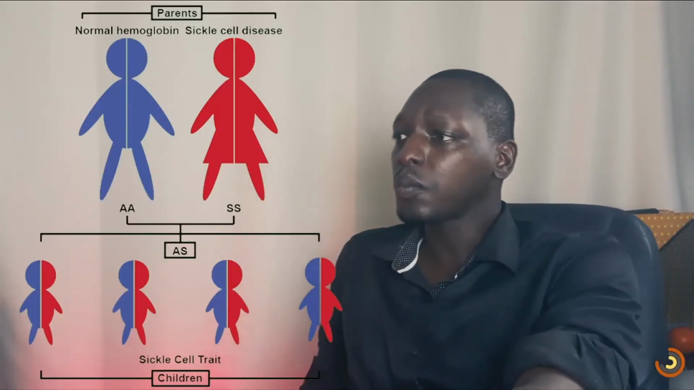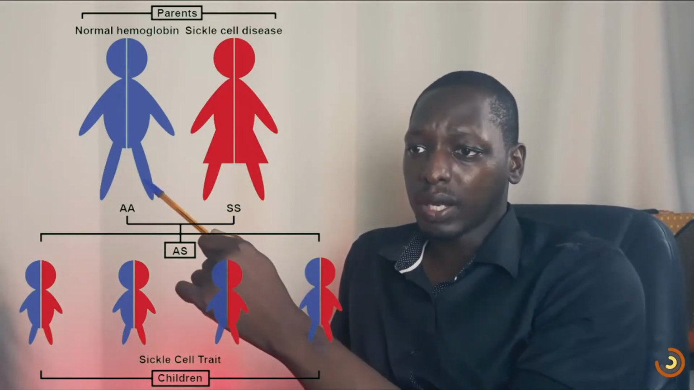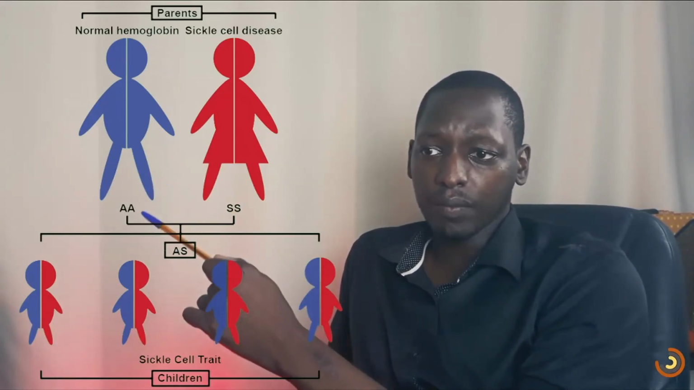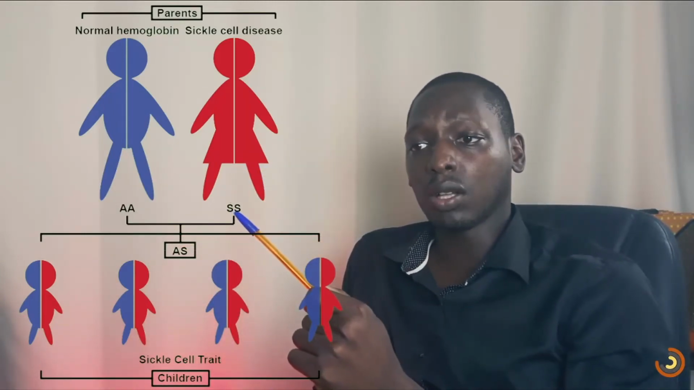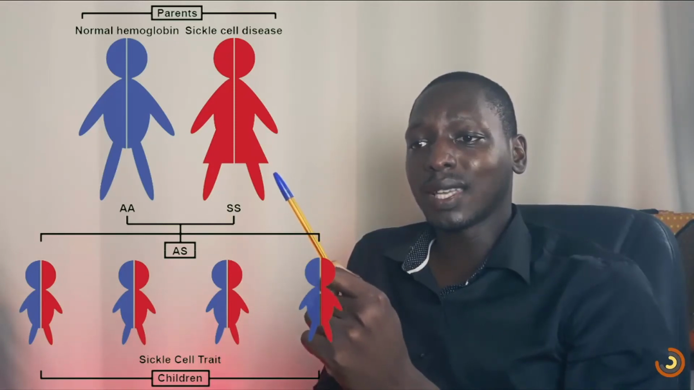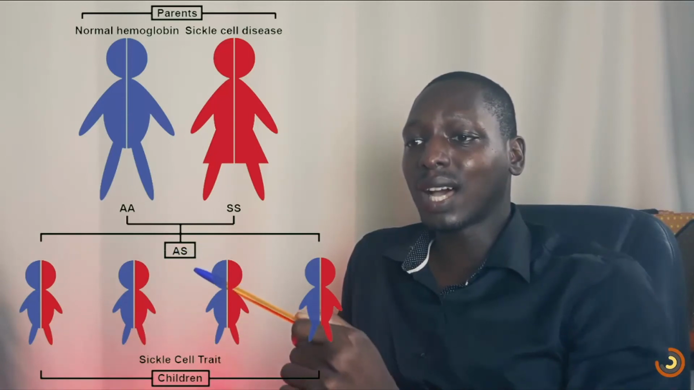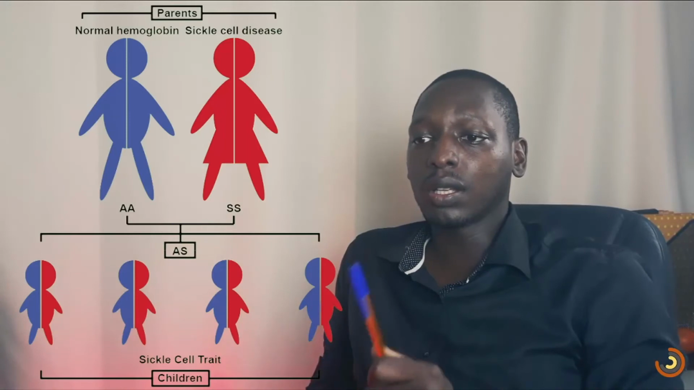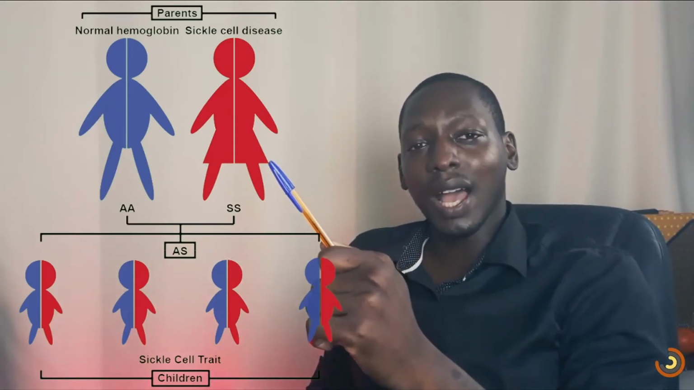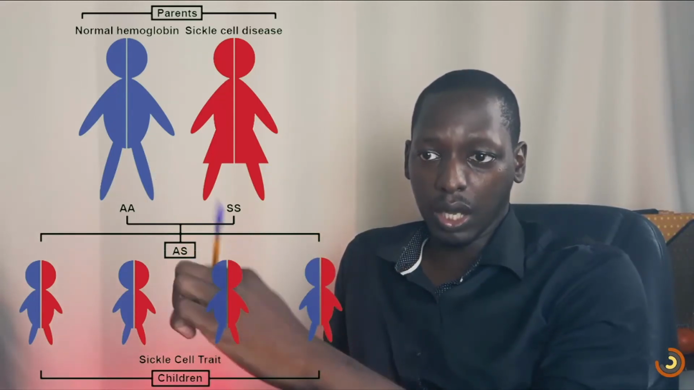So this is a situation where we have one parent that is normal, AA, and then one parent that has abnormal hemoglobin, SS, all the way through. In this situation, they get children that are all AS. You can see each of them has half of each characteristic. And so every child has the sickle cell traits. Here, the mother has sickle cell disease, and here the father has normal hemoglobin.